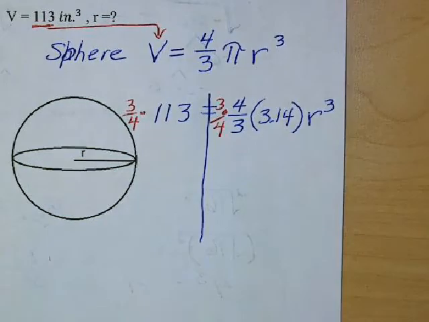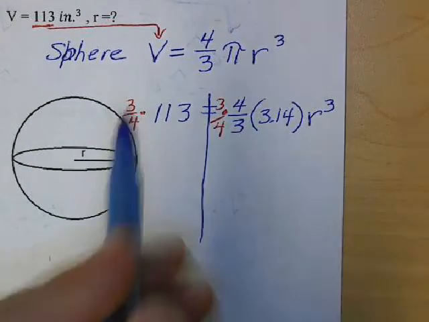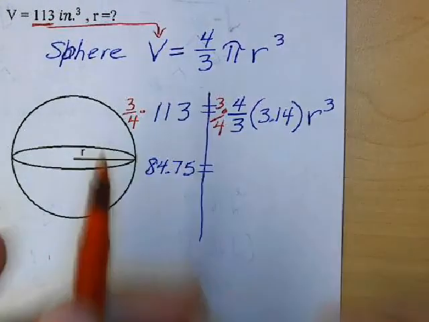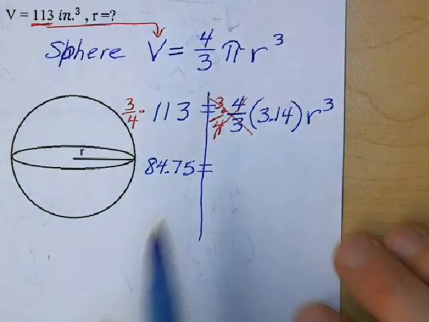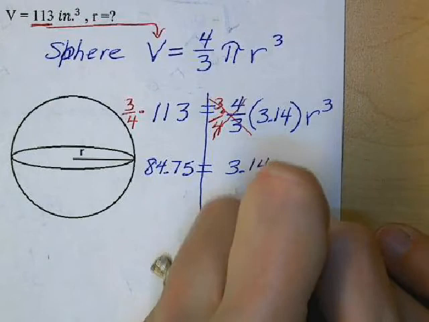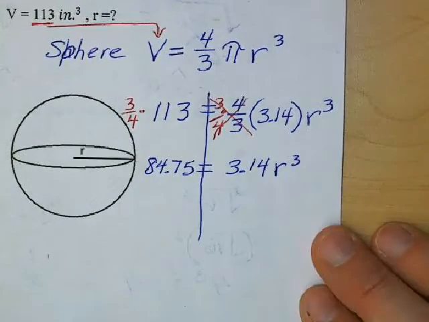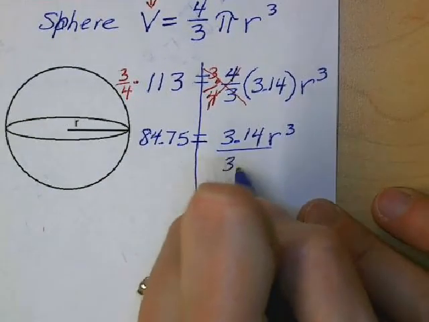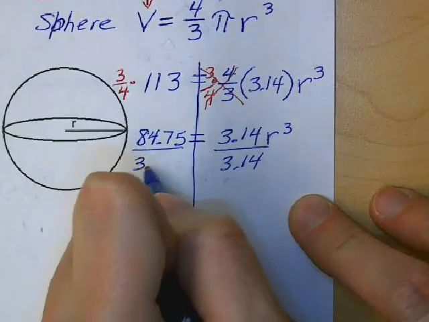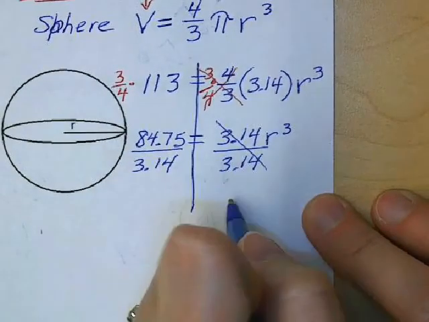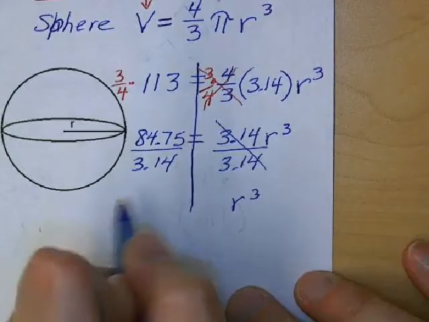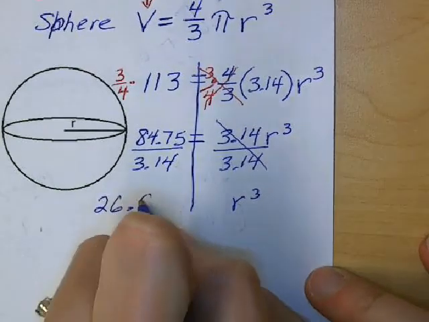So take 3/4, 3 divided by 4, times 113. That gives me 84.75. And that'll just cancel the 4/3 part. 3/4 cancels 4/3. So I still have 3.14 r to the third here. Now what? Divide by 3.14. So that gives me r to the third. Okay, 84.75 divided by 3.14. I get 26.99.